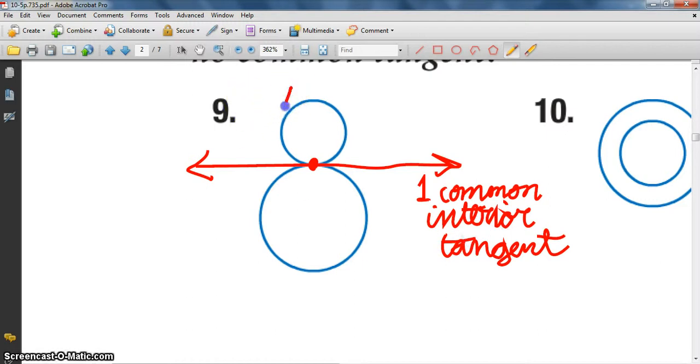And then we would have 2 common exterior tangents, one there and one there, intersecting this circle in one point as well as this circle. 1 point here, 1 point there.